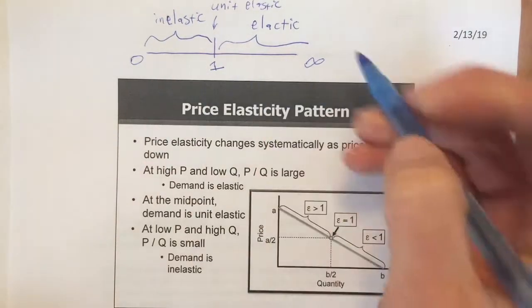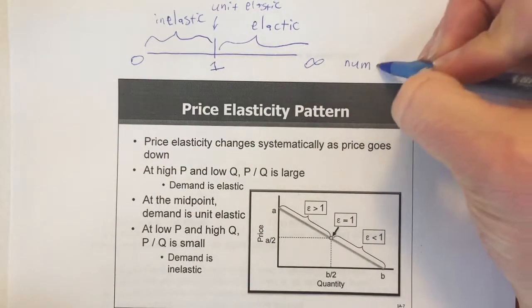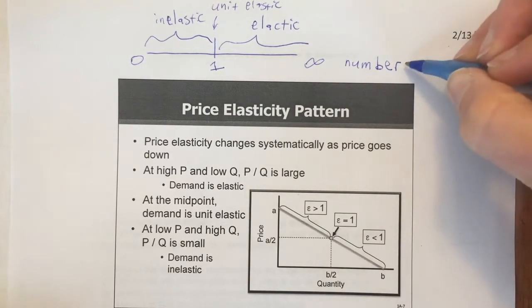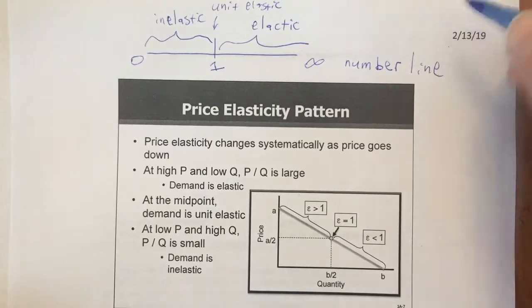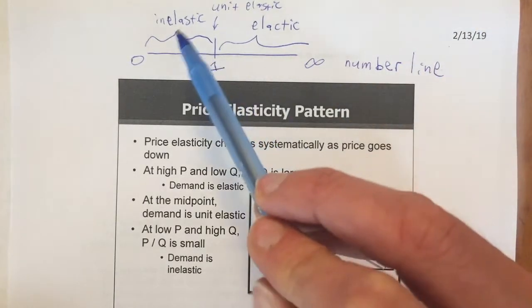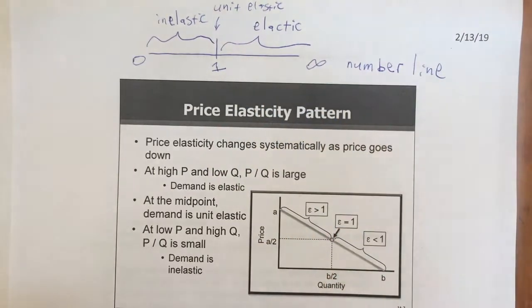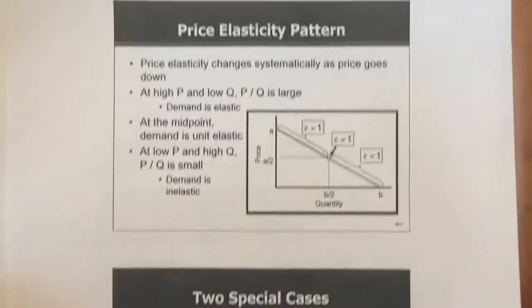So that's just representing this on the number line, but we can also observe how this changes on our demand curve. At different points on the demand curve, a good will either be inelastic, unit elastic, or elastic. So let's look at that.